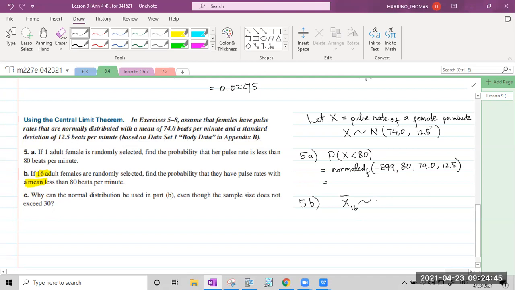Then according to central limit theorem, because the original distribution is already normal, the sampling distribution will also be normal. Even though the mean is the same, 74.0, the standard deviation will be different. The variance will be divided by the sample size. Therefore, the standard deviation will be the original standard deviation divided by square root of the sample size.